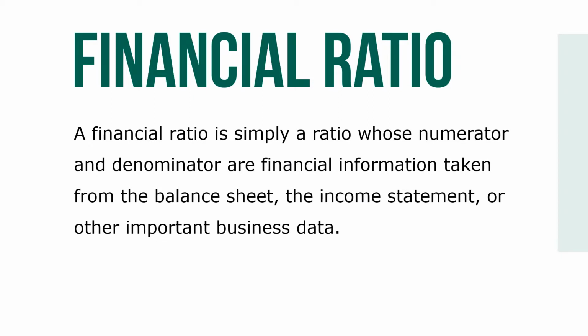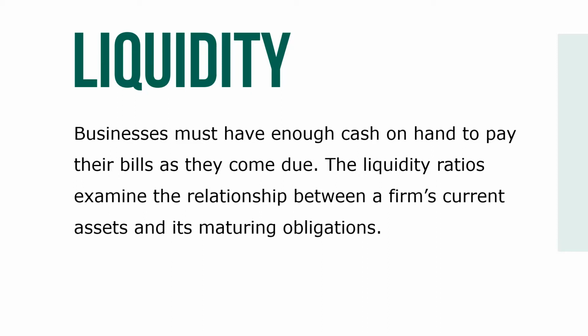A financial ratio is simply a ratio whose numerator and denominator are financial information taken from the balance sheet, the income statement, or other important business data. Businesses must have enough cash on hand to pay their bills that are currently due. The liquidity ratios examine the relationship between a firm's current assets and its maturing obligations. The amount of a firm's working capital and these ratios are good indicators of a firm's ability to pay its bills over the next few months. Short-term creditors pay particular attention to these figures.